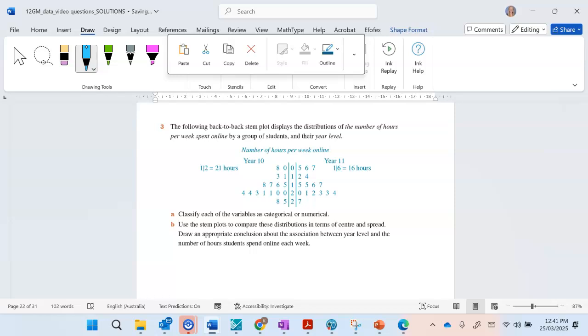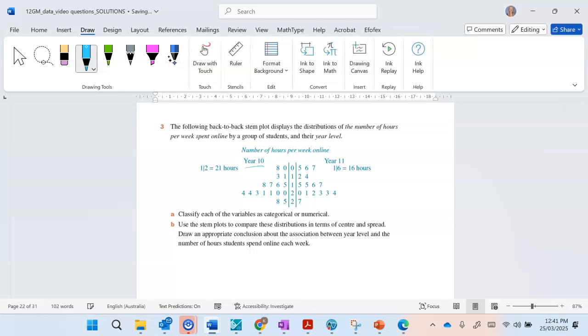And I also wanted to show you how to do parallel box plots on your calculator. So I'm going to use this data to do parallel box plots on the calculator. So we've got the following back-to-back stem plots displays the distribution of the number of hours per week spent online by a group of students and their year level. So we've got year 10s and year 11s and the amount of time they've spent online.